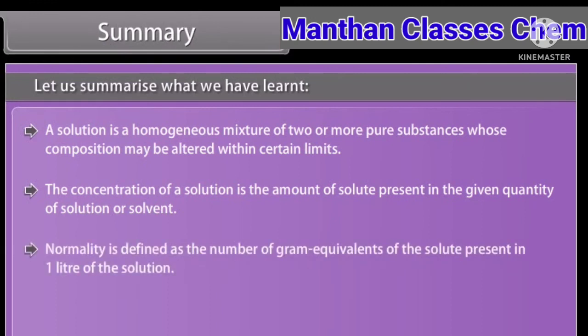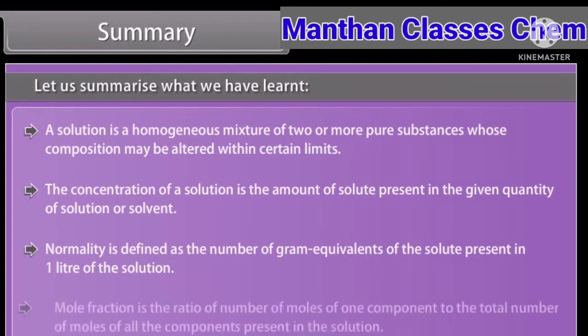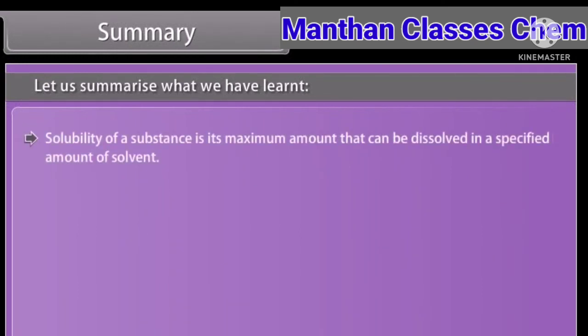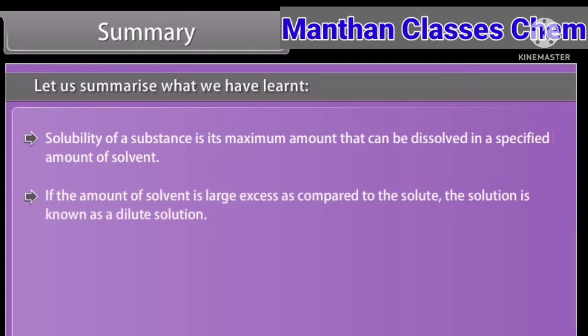Normality is defined as the number of gram equivalents of the solute present in 1 liter of solution. Mole fraction is the ratio of number of moles of one component to the total number of moles of all the components present in the solution. Solubility of a substance is its maximum amount that can be dissolved in a specified amount of solvent. If the amount of solvent is in large excess as compared to the solute, the solution is known as a dilute solution.